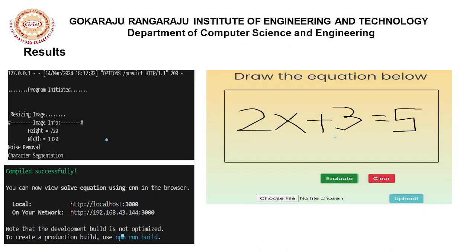This is what the UI looks like, where you can draw the equation or choose to upload the file. Once you have uploaded the file, you can hit evaluate. The first thing that takes place is resizing the image. The image is resized and then it is solved.